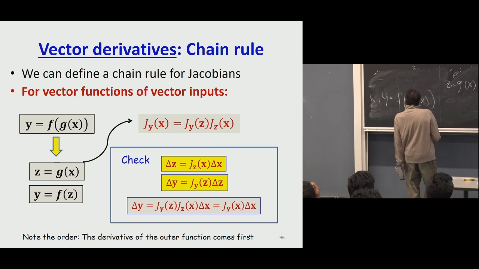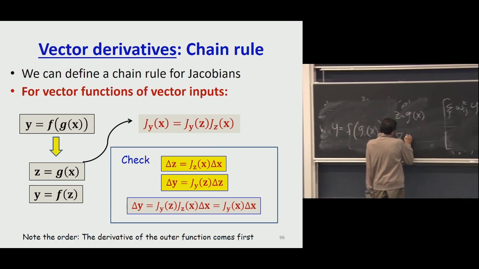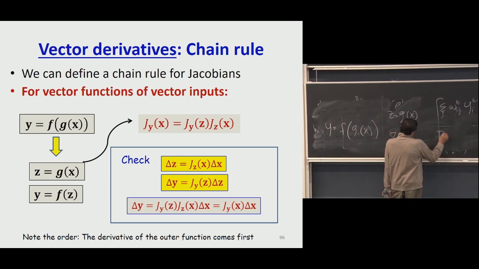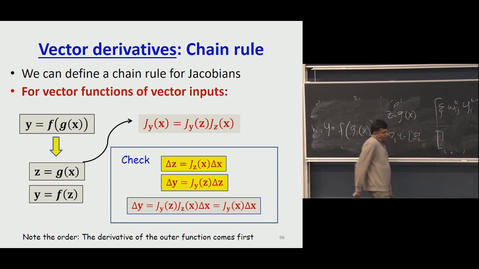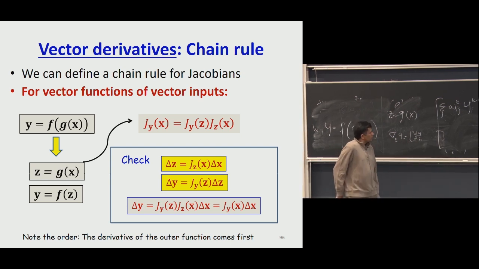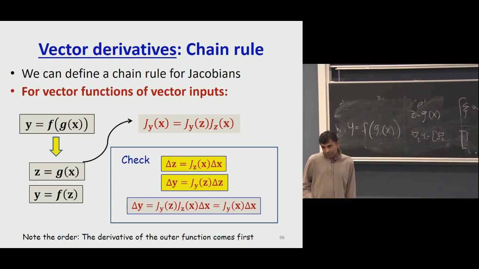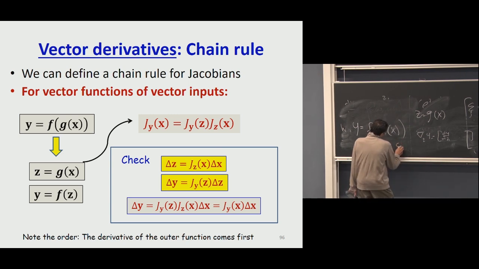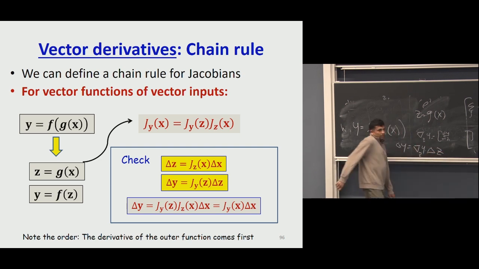So the derivative of y with respect to z is going to be a row vector, dy over dz1 and so on, correct? This is the transpose of the gradient. This is the derivative of y with respect to z. And I have delta y equals the derivative of y with respect to z times delta z, as before.